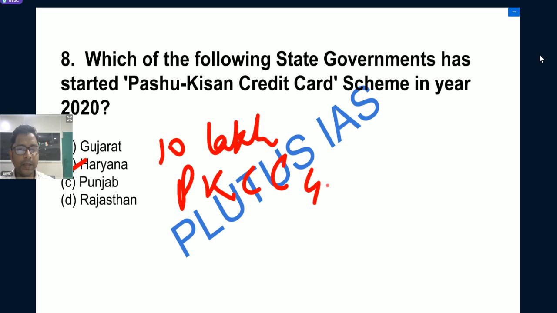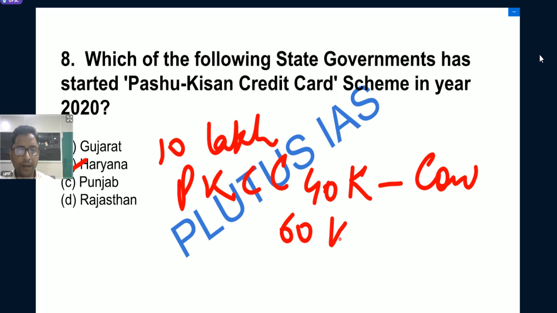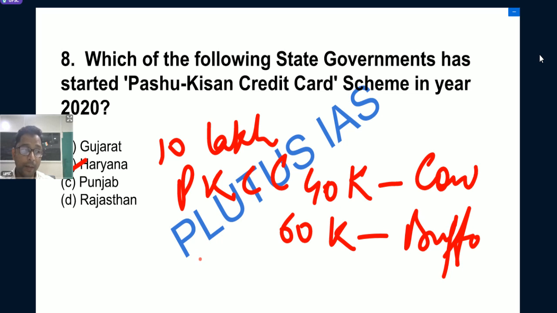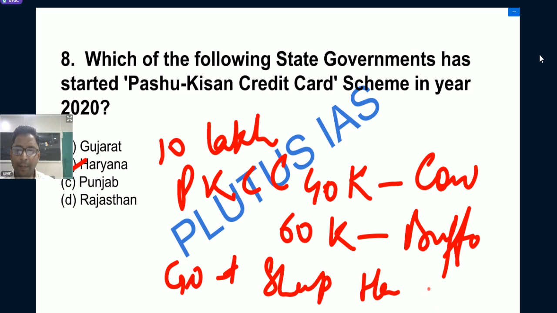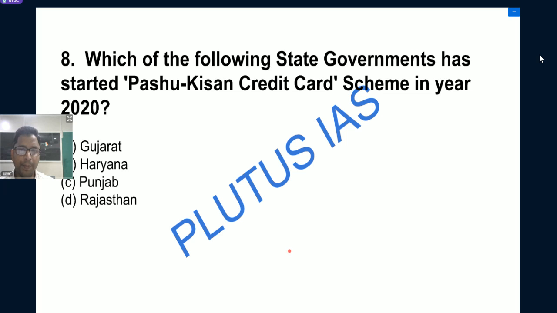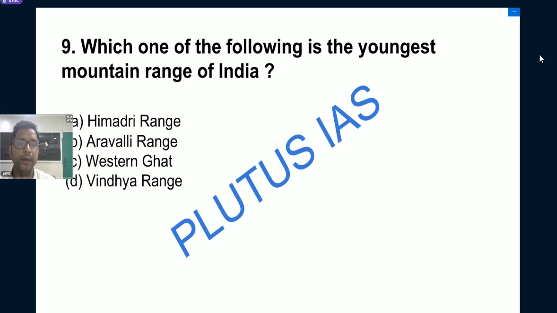Under this scheme, rupees 40,000 were given for cow and rupees 60,000 were given for buffalo. And in addition to these two animals, some more animals were also there, like goat, sheep, then hen and pig. So these were the 6 animals: cow, buffalo, goat, sheep, pig and hen, under this scheme, the Pashu Kisan Credit Card scheme, which was started by the Haryana government.